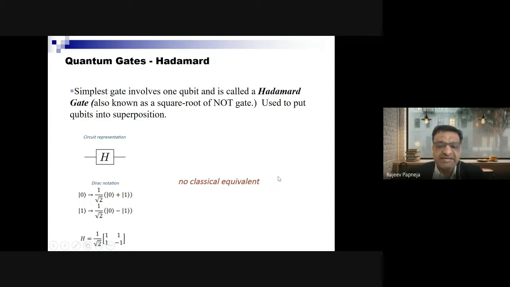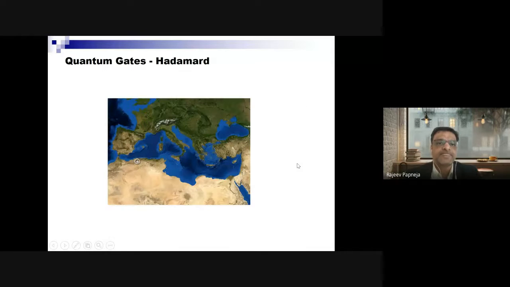There is no classical equivalent to this. We should understand this. There is no classical equivalent to the Hadamard gate, and it is one of the most important gates for quantum computing because of its ability of handling superposition.